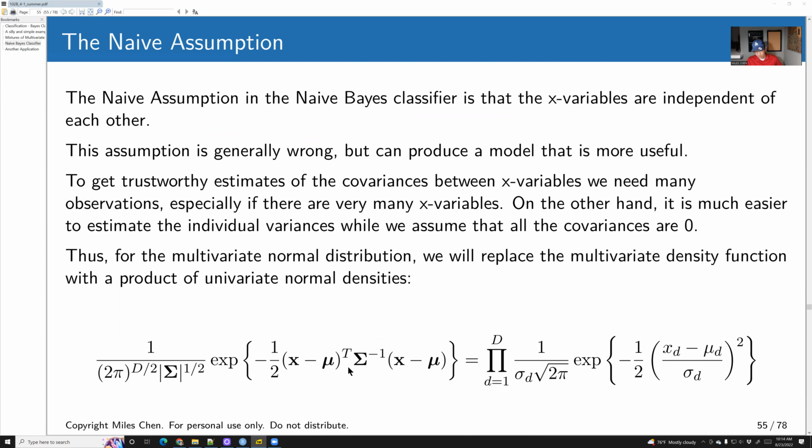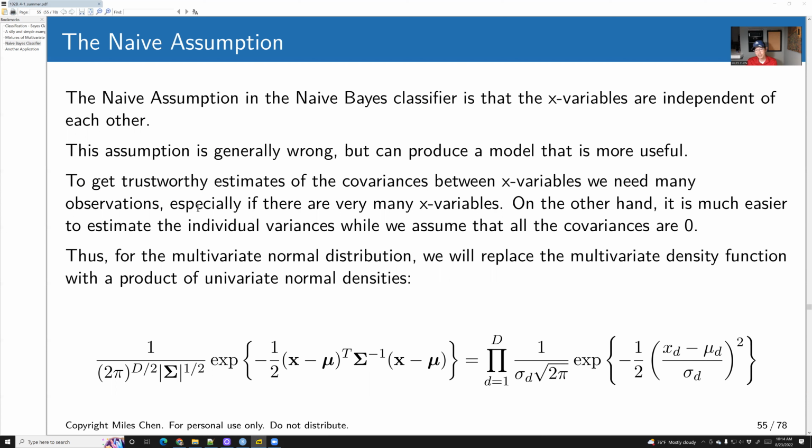So we're going to just treat these things independently and just take the product of them. So here, that's what we have. Okay, now this is not a correct assumption. A lot of times there is going to be a correlation between your x variables, but assuming things are independent can make the model a little bit easier to deal with.